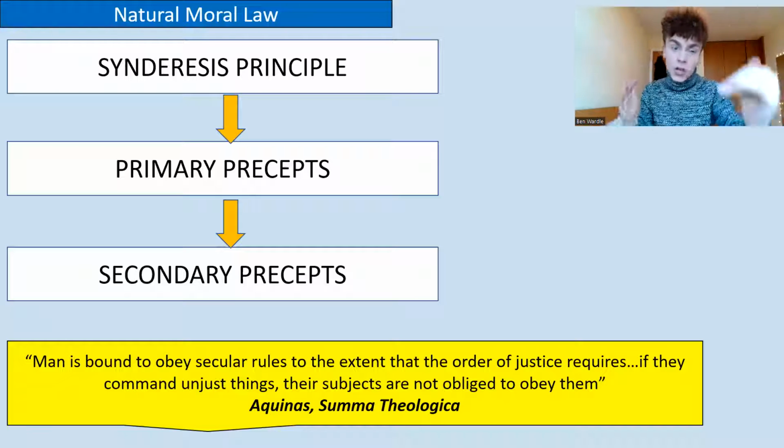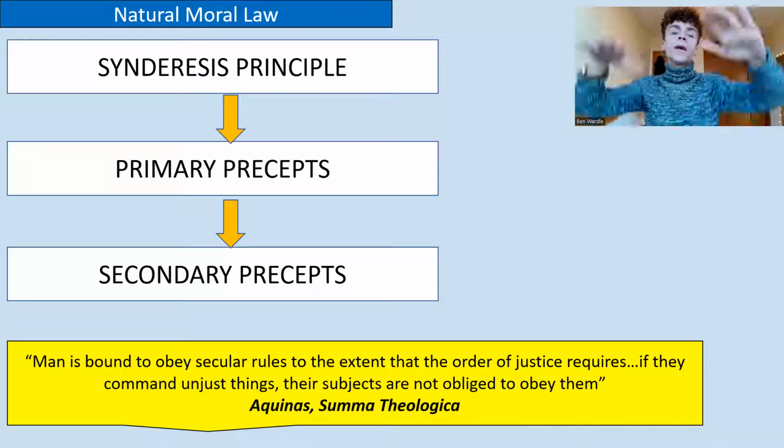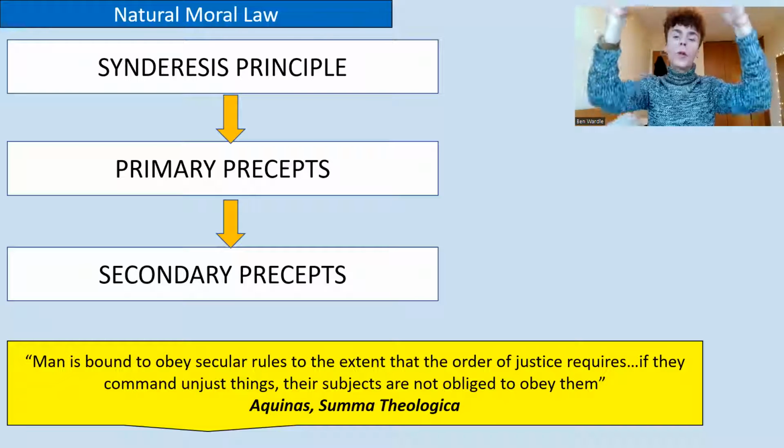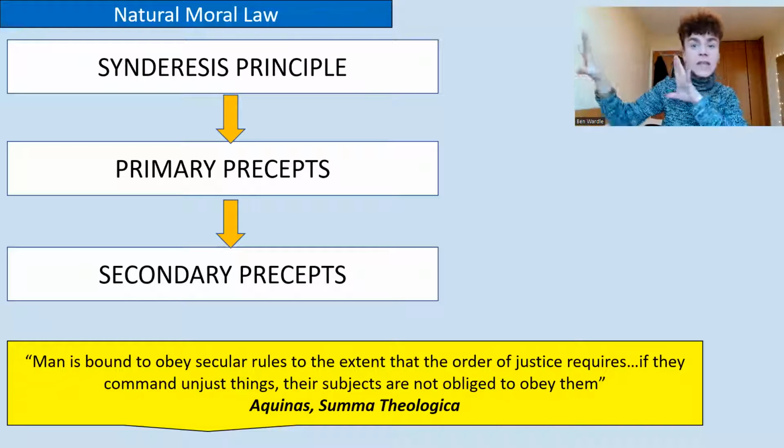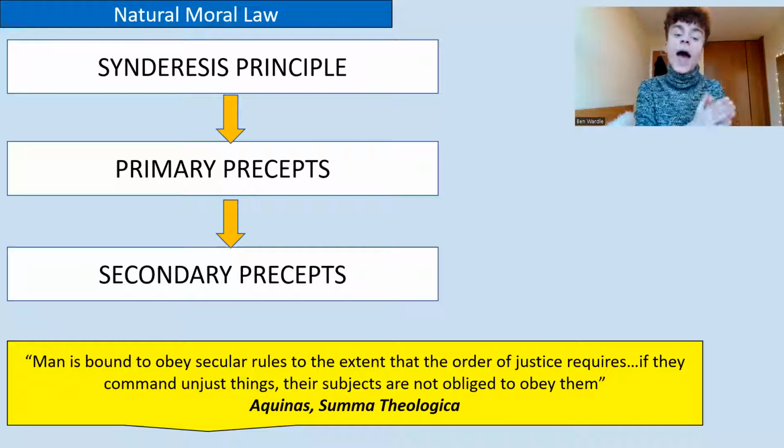And they, as you can see, they all link together. We start with the Synderesis principle, we have our 5 primary precepts, and then we branch out to having these secondary precepts. And again, just a reminder of that quote: man is bound to obey secular rules to the extent that the order of justice requires. If they command unjust things, their subjects are not obliged to obey them.